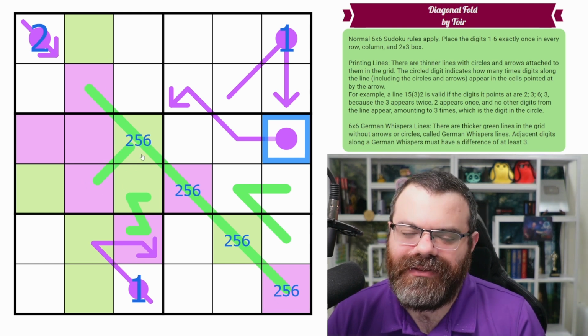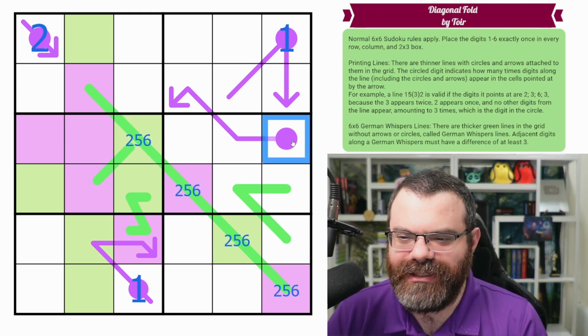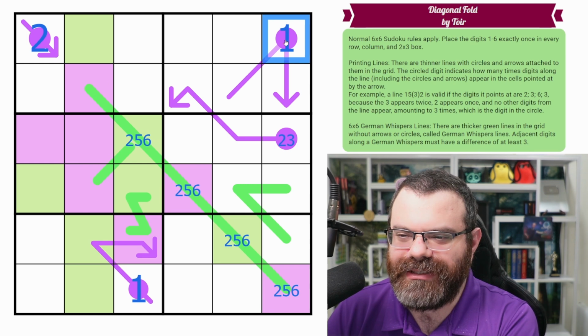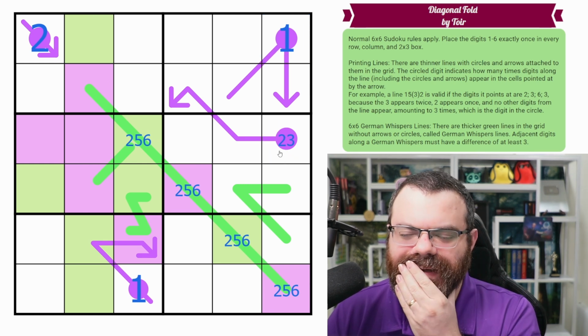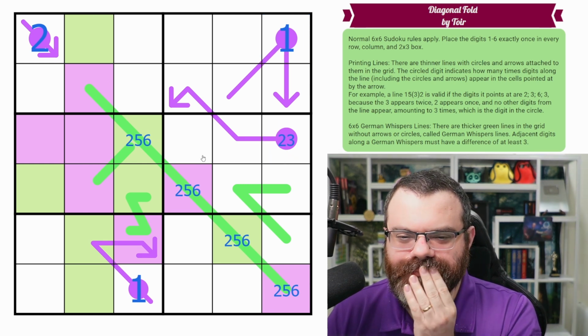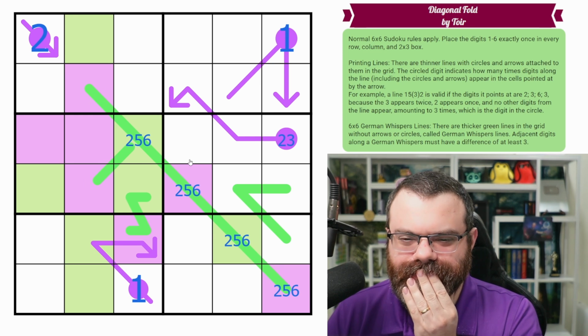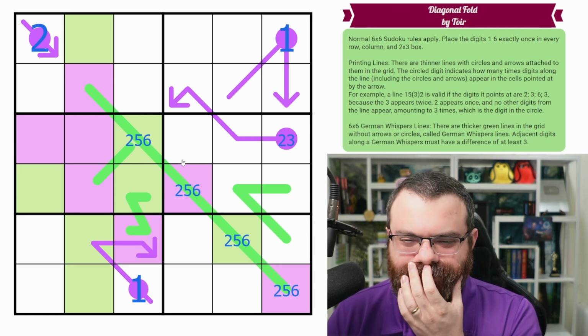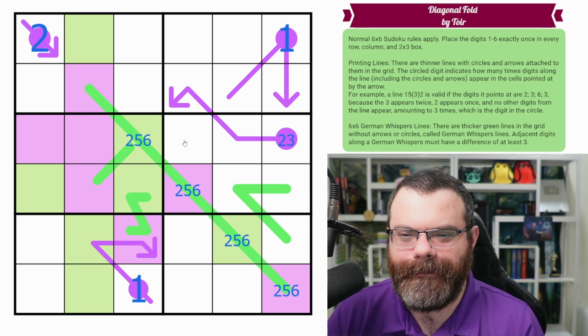Well, this can't exceed 3. I can tell you that. It only points at 3 digits. So it's only 2 or 3 because that sees a 1. I don't know what to do with that.